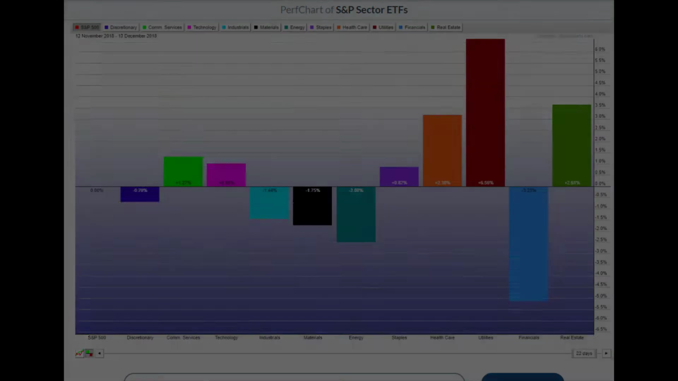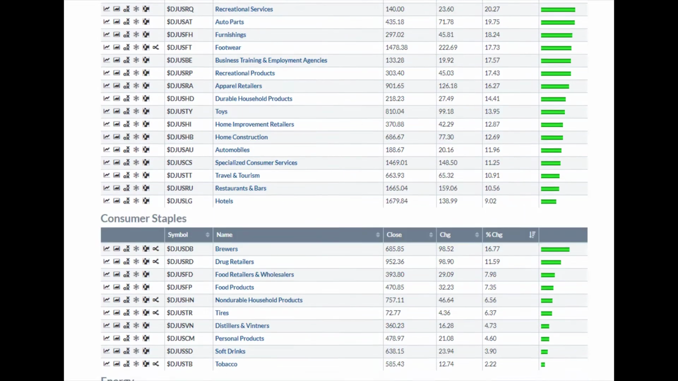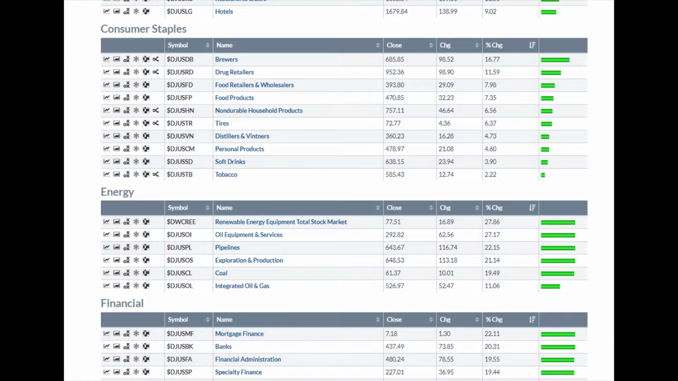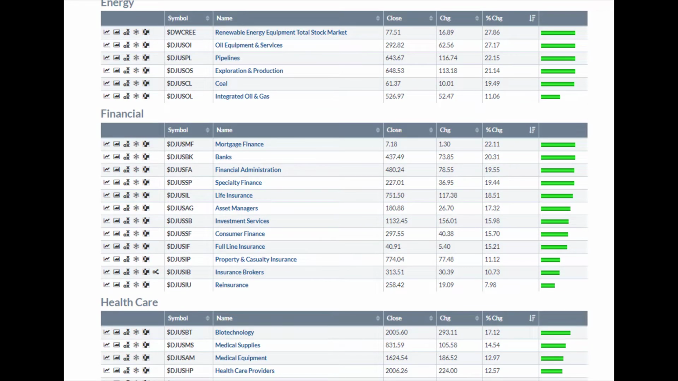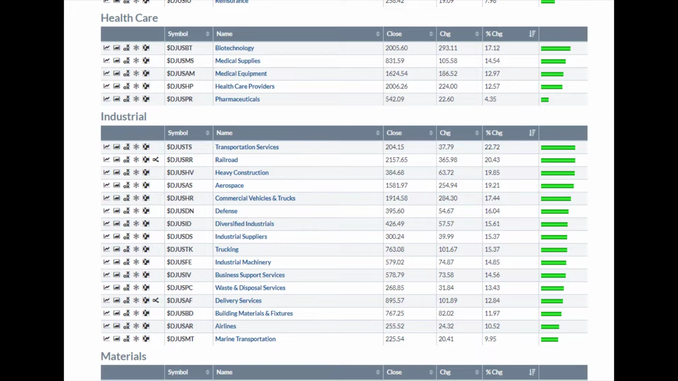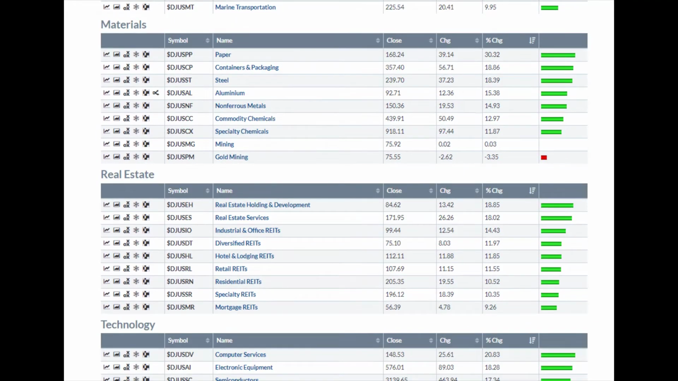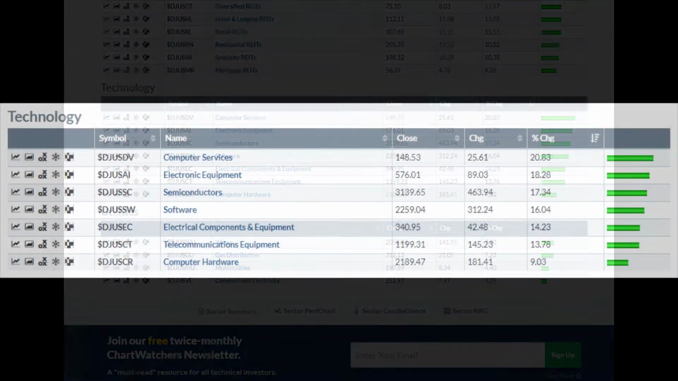But each of these 11 major sectors are subdivided into a total of 46 industry groups. Some sectors, like consumer discretionary, have a large number of subsector industry groups. Today we're going to focus on the technology sector. I've been watching some movements that suggest there may be a significant rotation developing within that sector.